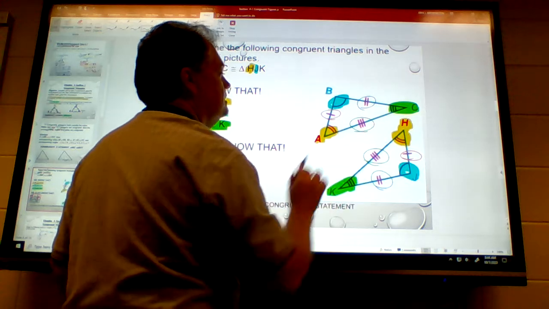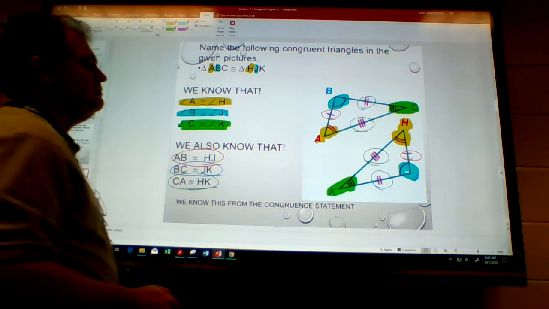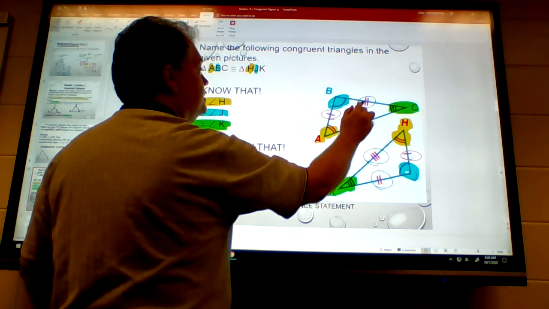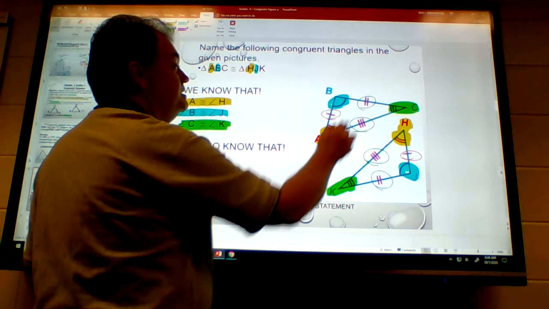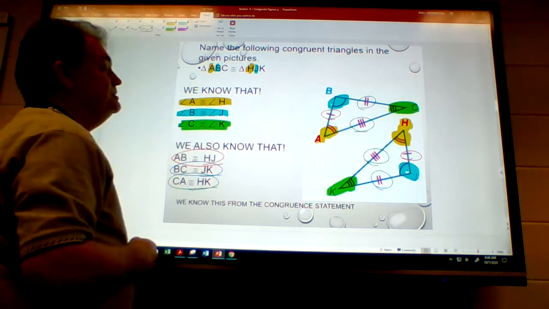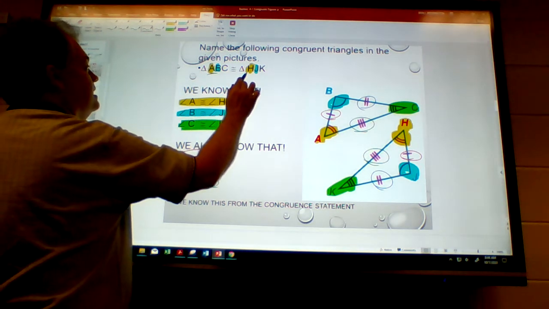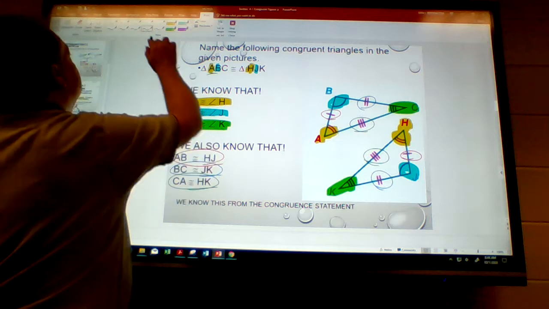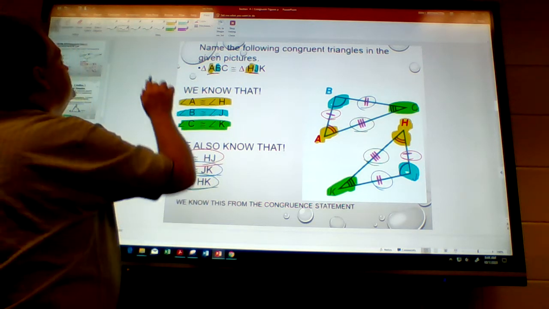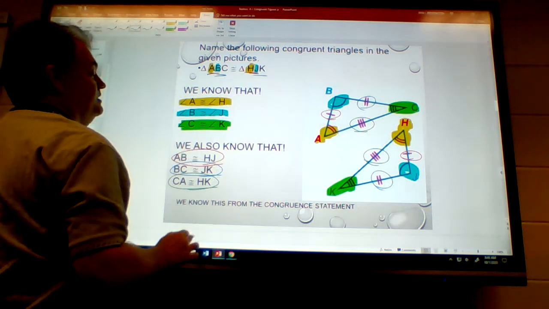AC and HK. So, 1 dash tells you that those two sides are congruent. 2 dashes tells you those two sides are congruent. 3 dashes tells you those two sides are congruent. But also look, AB, first, second, HJ, first, second. BC, second, third, JK, second, third.